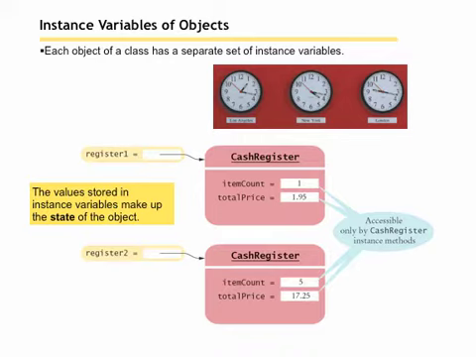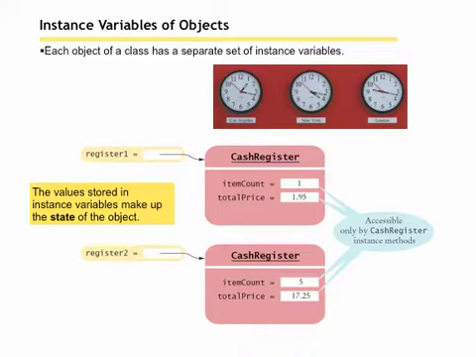So when we're talking about instance variables of an object, we think of it that each object of the class has a separate set of instance variables. Let's assume that we have a class for a clock. Each instance of the clock would have its own instance variables, its own copy of the time. So Los Angeles, New York, and London could all display a separate time.